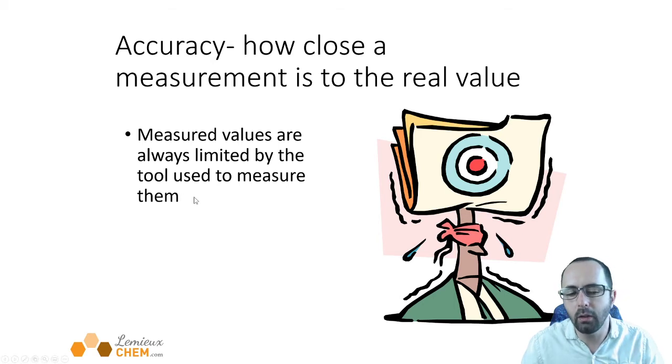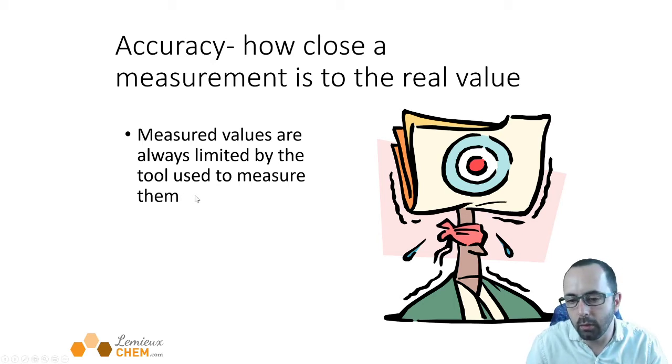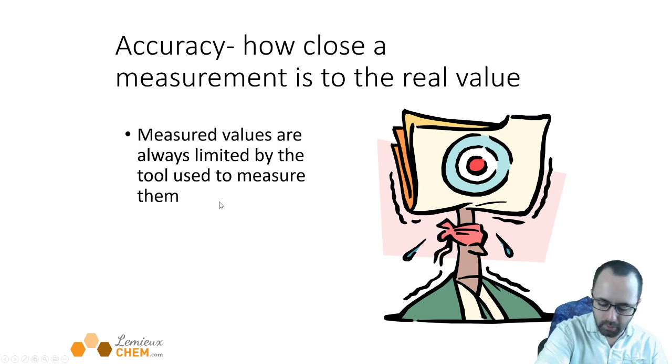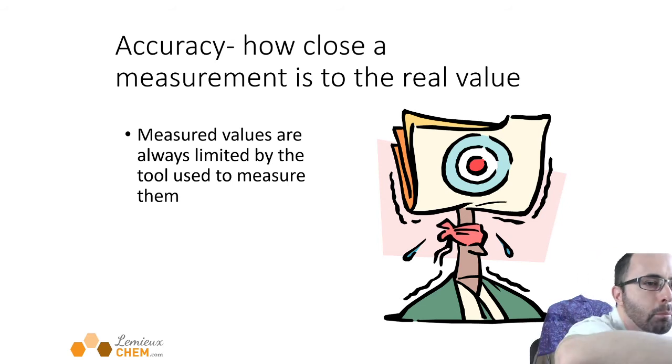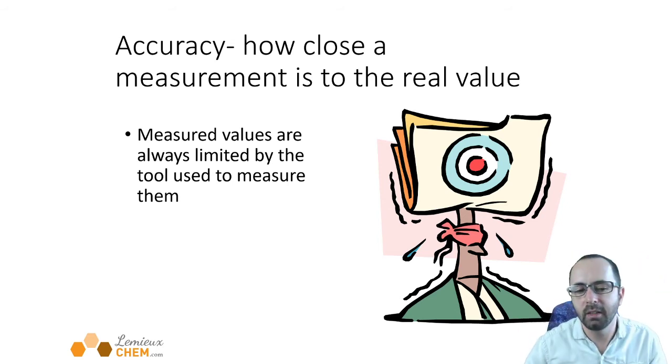So measured values, their accuracy is always going to be limited by what tool you use. The better tool you use, the more accurate you can be. If you use your arm to measure something, like if I measure the length of this monitor in front of me with my arm, that's probably not going to be very accurate. But if I take out a tape measure, which is a better tool, I can probably get a more accurate measurement.